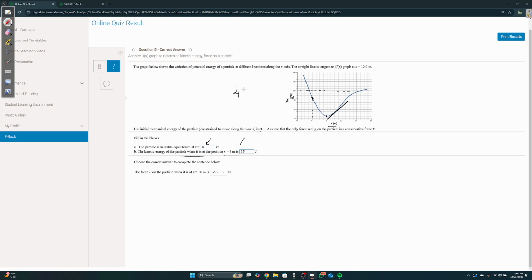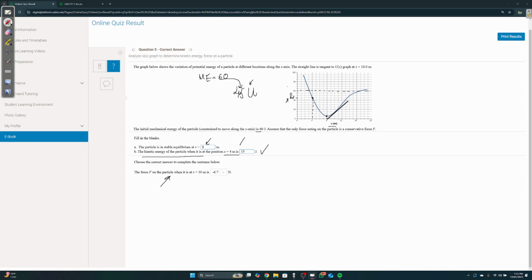So it has 45 U, right? So potential energy is 45. We know that the mechanical energy is how much? 60. So how do you find the kinetic? 60 minus 45, and you get 15. Simple as that. Then they say the force F on the particle.